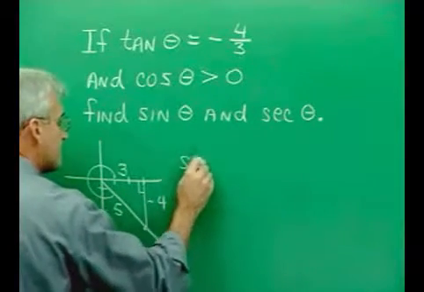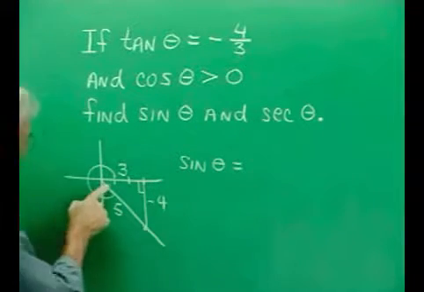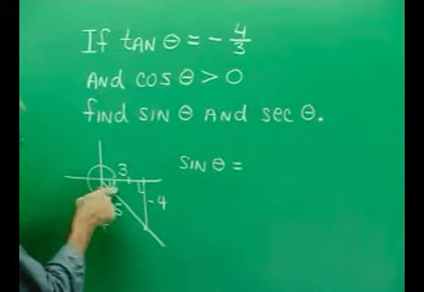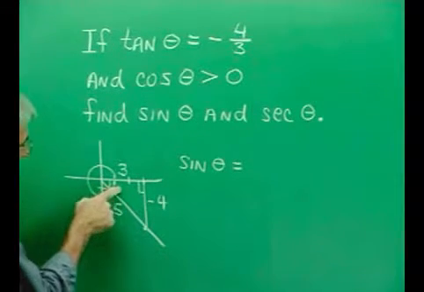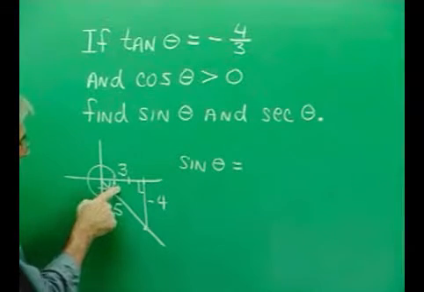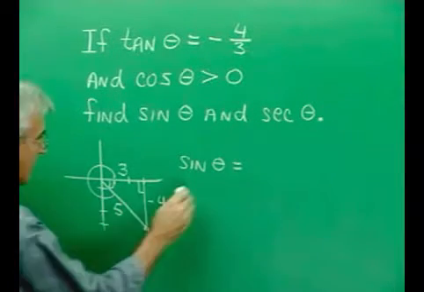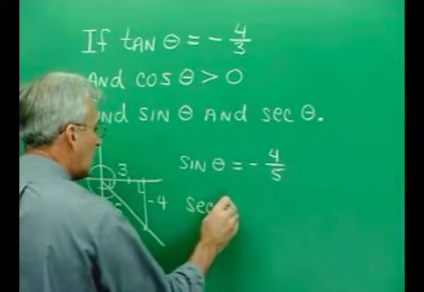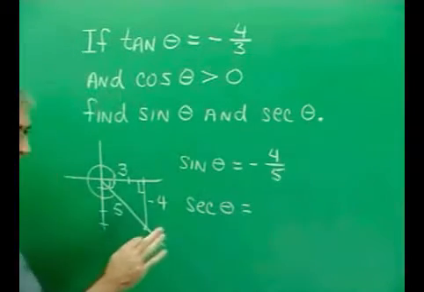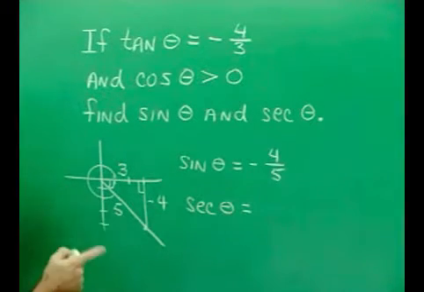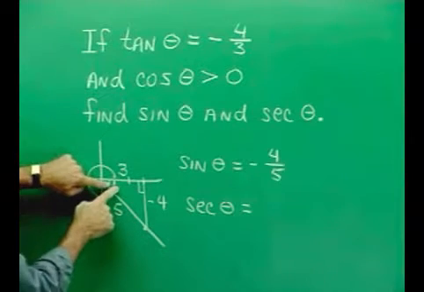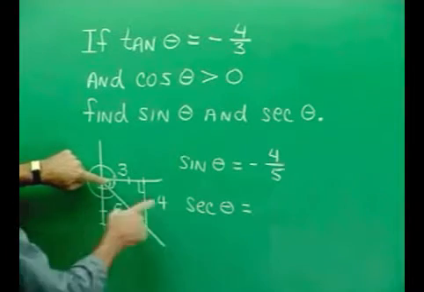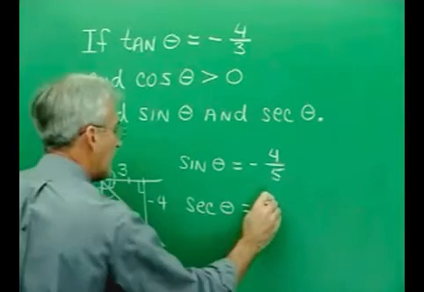Sine theta, let's see, from the perspective of this little reference angle, in order for us to use the triangle, the sine of this angle is opposite over hypotenuse, so -4/5. For secant, you may use as a memory crutch that it is the reciprocal of cosine. Now, cosine from this angle's perspective is adjacent over hypotenuse, so it'd be 3/5. But secant is the reciprocal of that, so it would be 5/3.